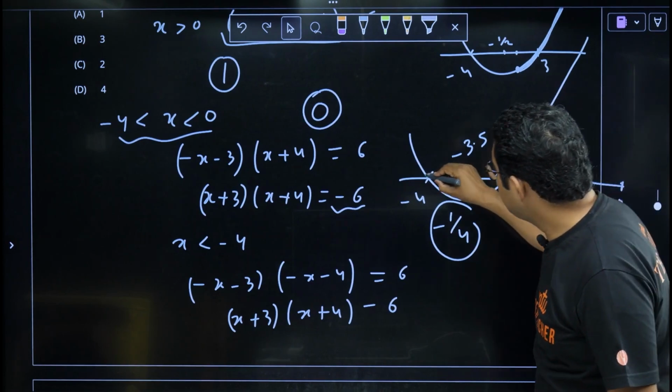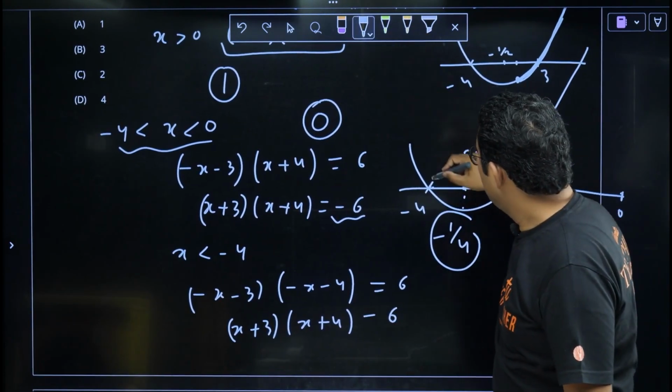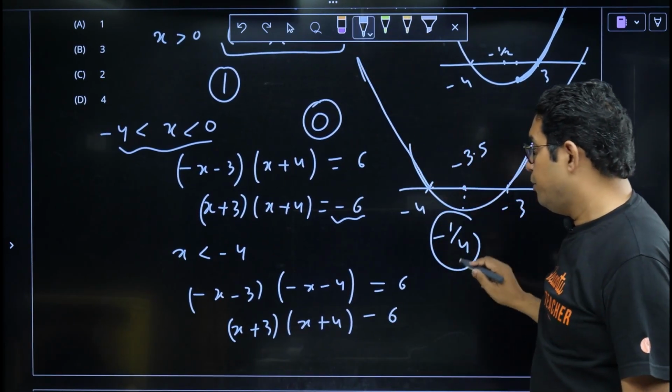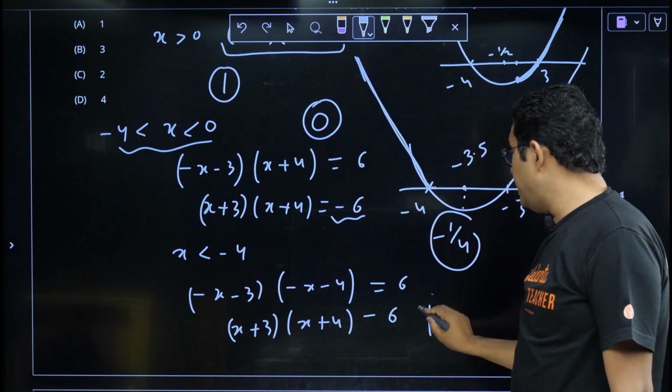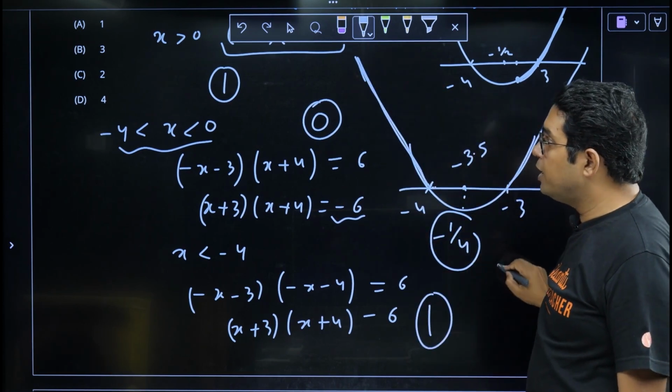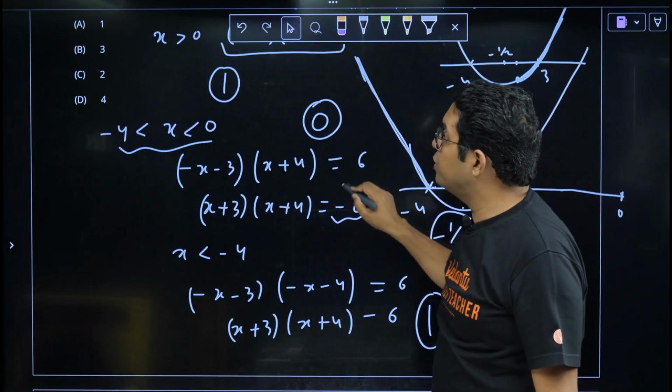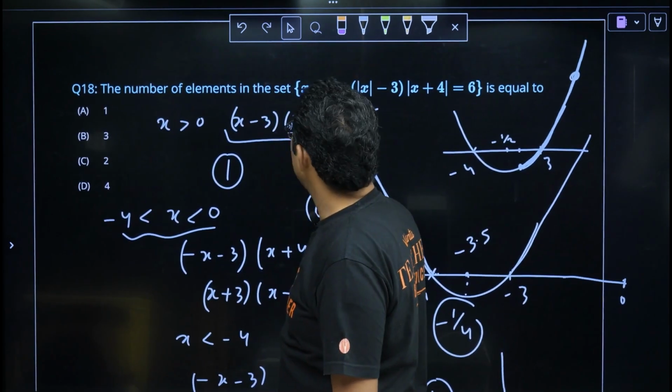Yeah, minus 4 to minus infinity, and you can see before minus 4 to minus infinity, it will be taking the value equal to 6 exactly at one point. So we are looking for only the number of solutions. So the number of solutions actually is 2. So the answer for this will be C.